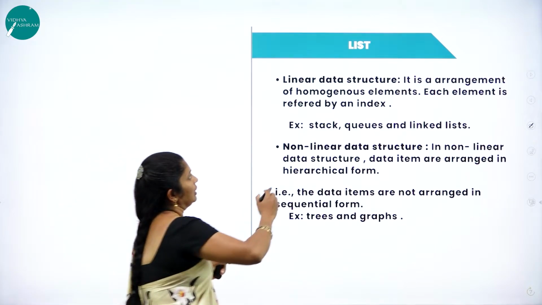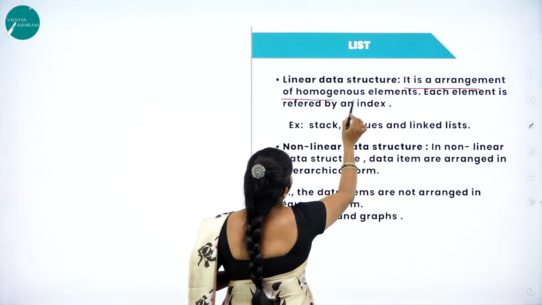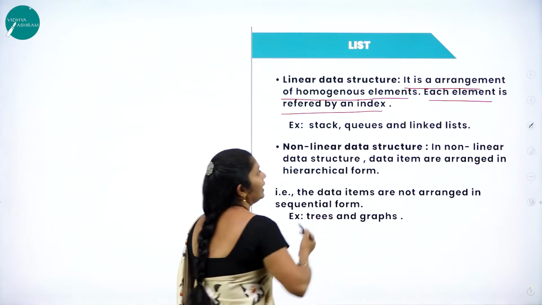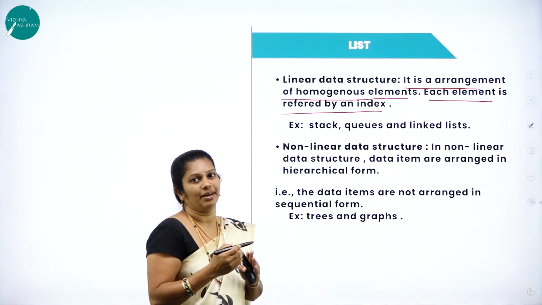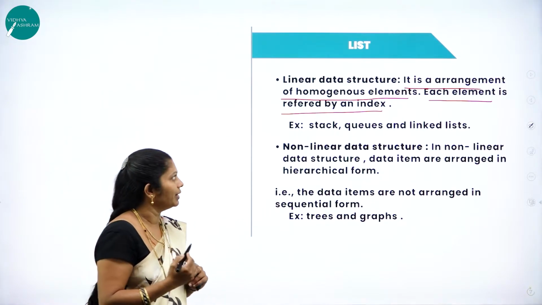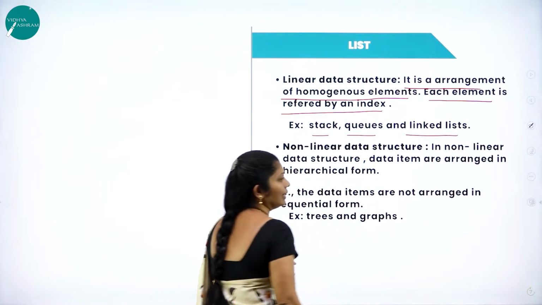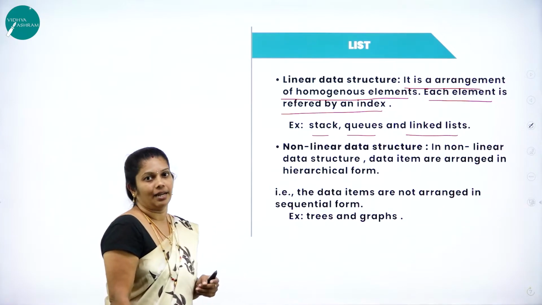Next, a linear data structure is an arrangement of homogeneous elements. Each element is referred to by an index, that is, exactly on which position the element is present. Depending upon that, we access the element. Examples: stacks, queues as well as linked lists. These are examples of linear data structures.